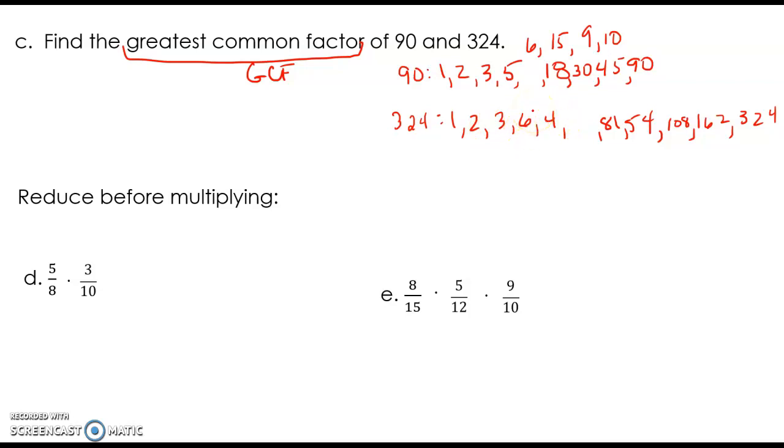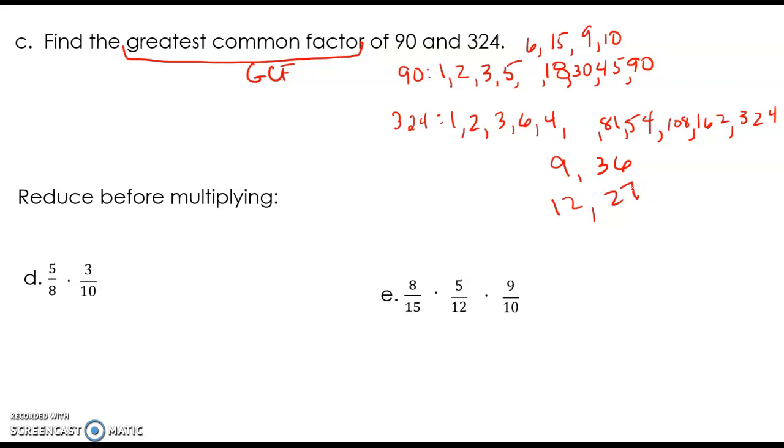6, let's try 7. Divided by 7 does not work. And then 324 divided by 8 does not work. 324 divided by 9, I think I already did this one, is 9 and 36. 10 isn't going to work. 11 isn't going to work. 324 divided by 12 works. So we have 12 and 27.